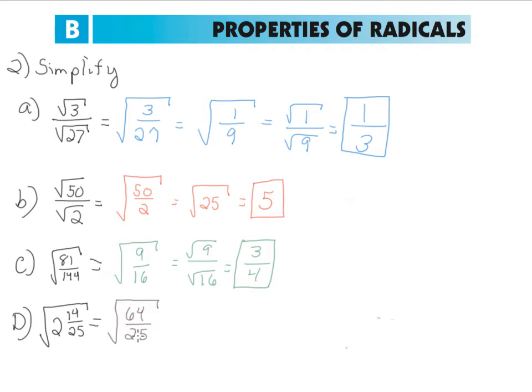And then we're going to work this problem just like the last one. So I'm going to take the square root of 64, which I happen to know is 8, and I'm going to divide that by the square root of 25, which I happen to know is 5, to get a final answer of 8/5.